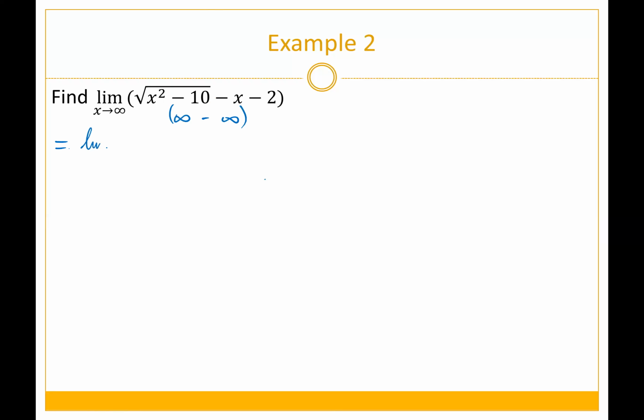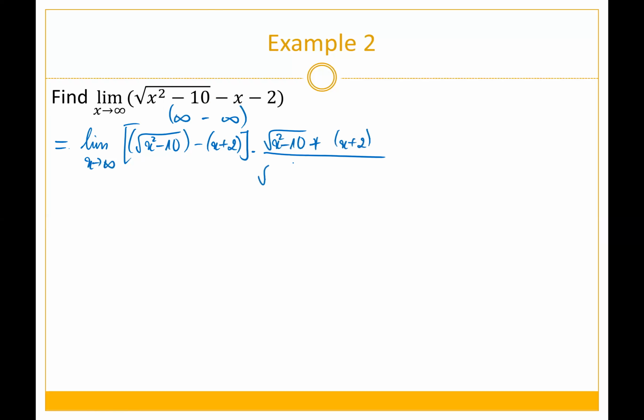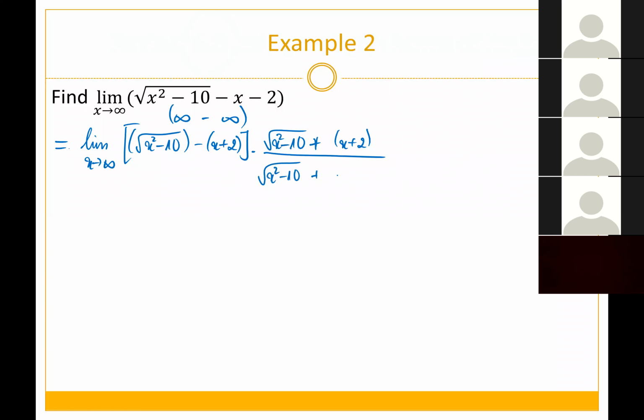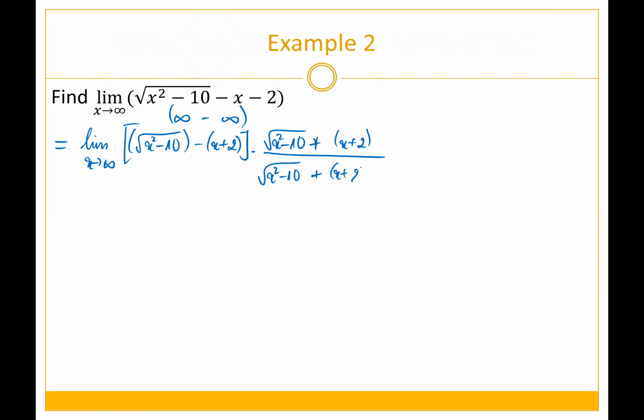So we're going to do the limit of x approaching infinity of square root of x squared minus 10 minus x plus 2. Now, when you multiply by the conjugation, you have to multiply by a special one, which is going to be square root of x squared minus 10 plus x plus 2 divided by square root of x squared minus 10 plus x plus 2. So this is another way for you to write 1.